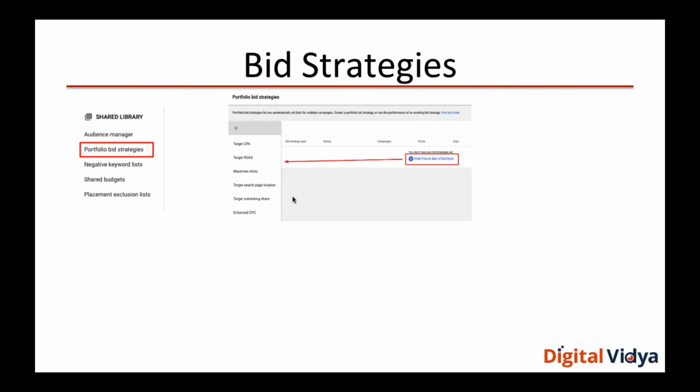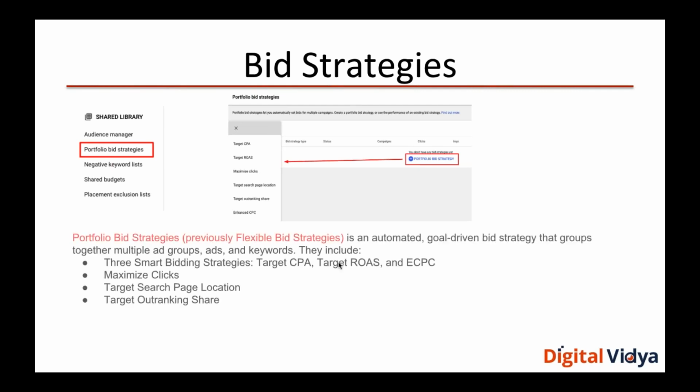Now, when you click on that, it will ask you what kind of bid strategy you want to create: target CPA, target ROAS, maximize clicks, target search page, target outranking share, enhanced CPC. All these are different strategies that can be created. Let us look at them in detail.